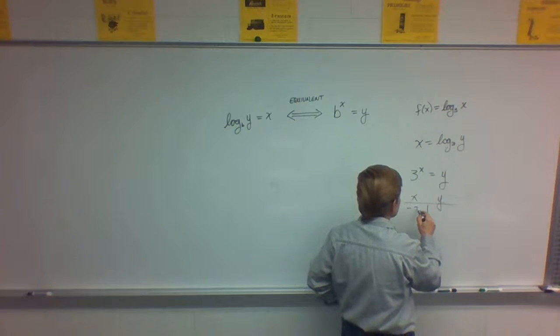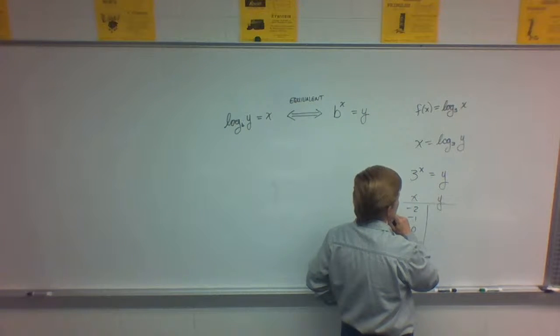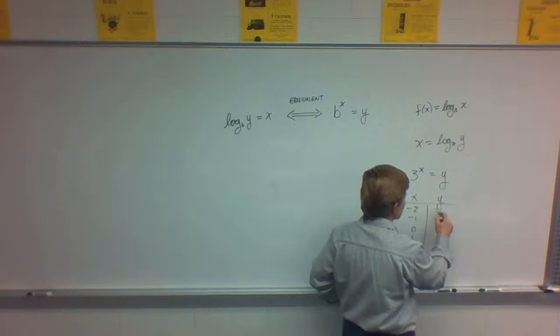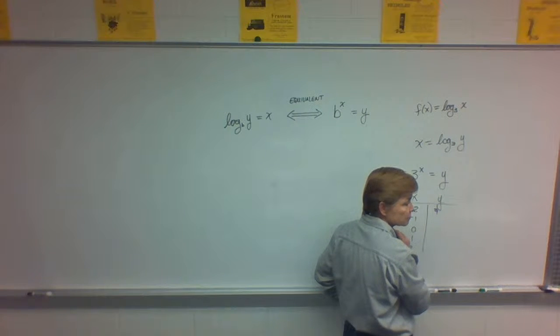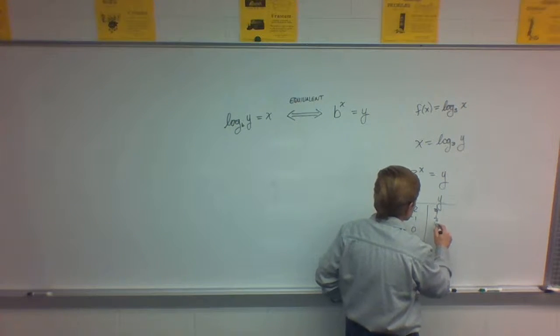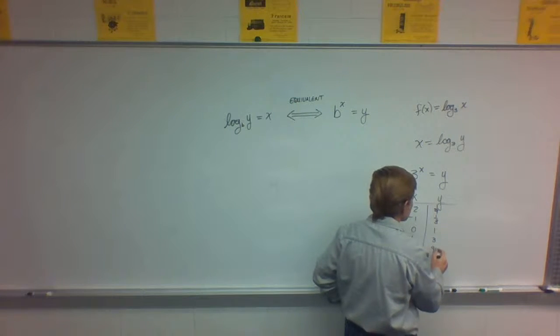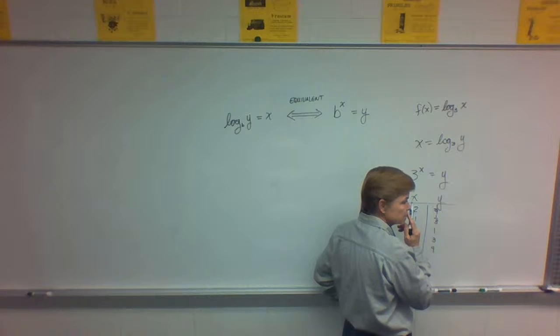If I put in -2, -1, 0, 1, and 2, 3 to the -2 is the same thing as 1 over 3 squared, which is 1/9. Pretty tiny, but still positive, right? 3 to the -1 is 1/3. 3 to the 0 is 1, like everything is. 3 to the 1 is 3. 3 squared is 9. You all think you could come up with those pretty easily?